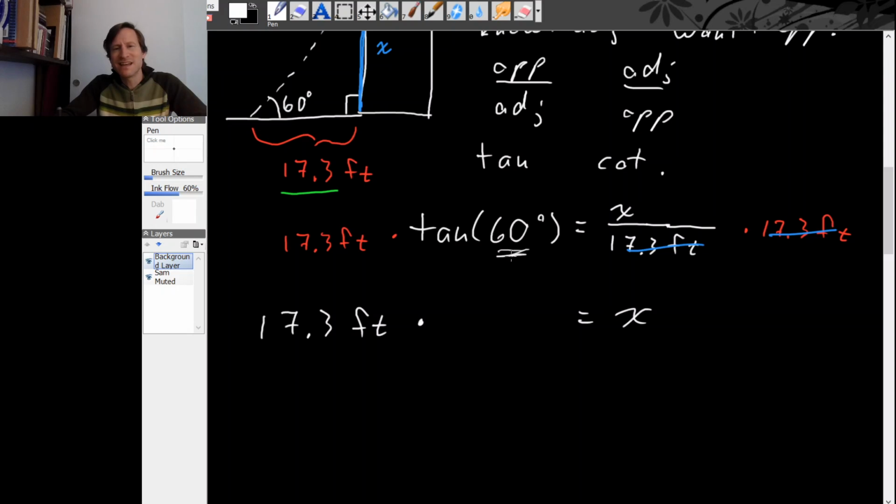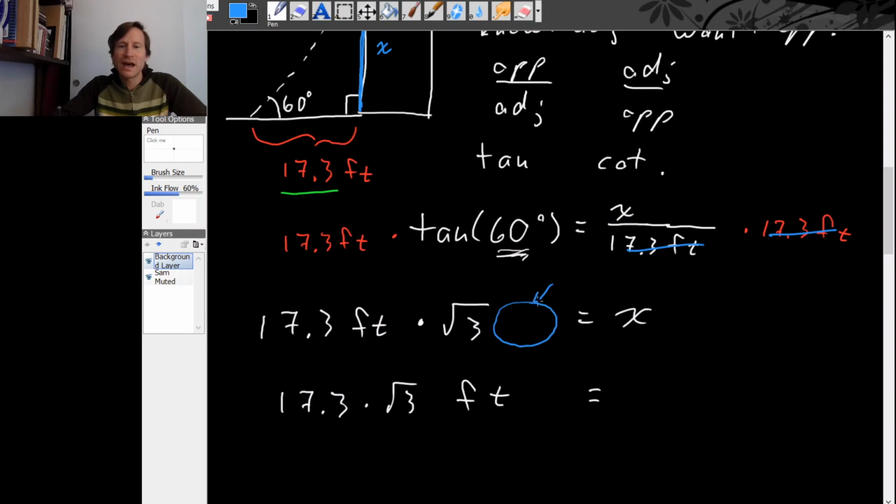But 60 degrees, that's one of those common angles. So we know the tangent of 60 degrees, or at least I hope you know the tangent of 60 degrees. It's the square root of 3. So this is 17.3 times the square root of 3 feet. And remember that all of the trig functions, the quantity that they produce has no units. It's just a number. So this square root of 3 is only a number. It doesn't have any units associated with it.